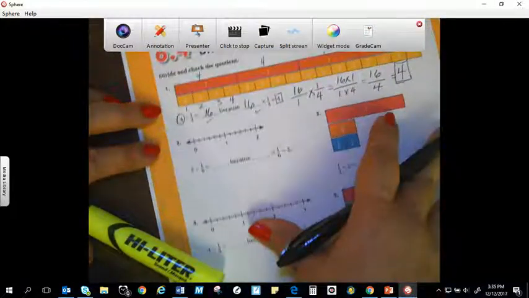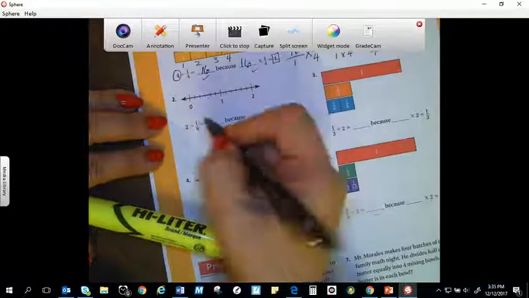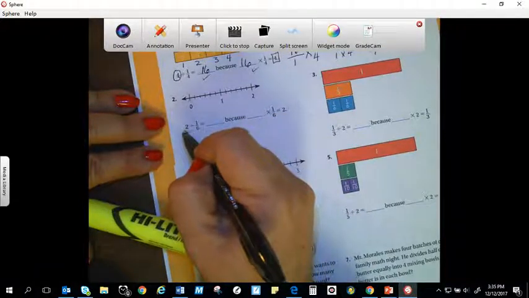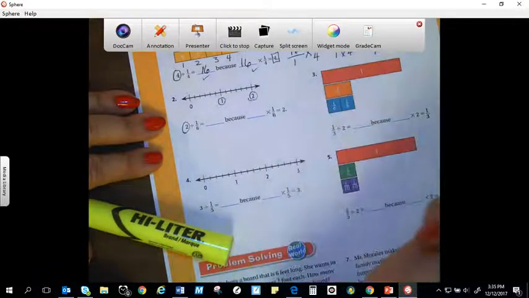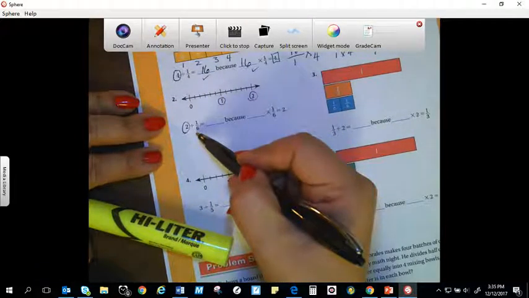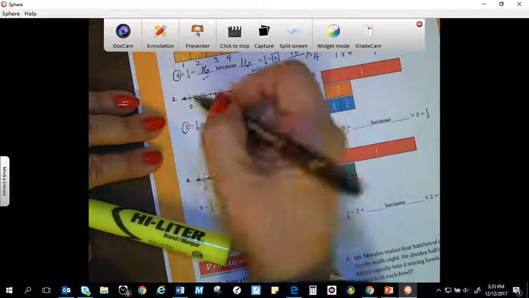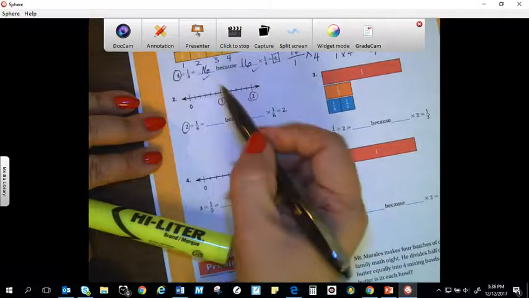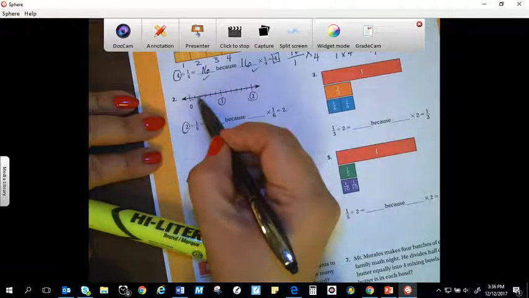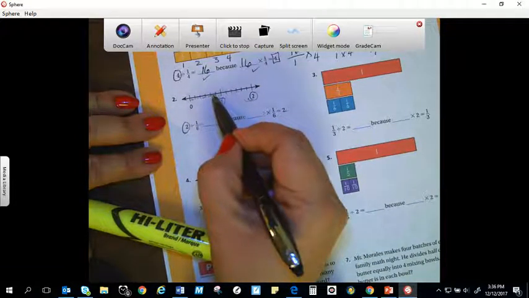So let's look at number 2. Number 2, I have 2 wholes. So I have 1 whole and 2 wholes on the number line. And on my number line, I said I needed to divide that by 1/6. So I have 1, 2, 3, 4, 5. So now I have 6 parts. That's 1 part, 2 parts, 3 parts, 4 parts, 5 parts, 6 parts.